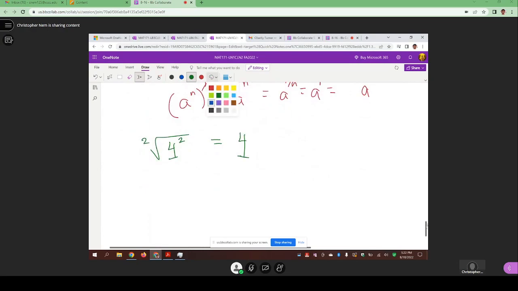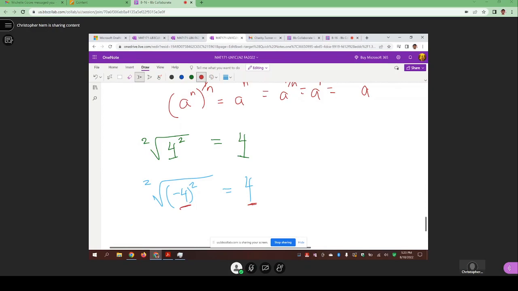Now let's try a different one. Let's do this. I put parentheses because I want to do the negatives first, and then I want to square it. Negative 4 squared. Well, negative 4 times negative 4, a negative times a negative is a positive, so that's 16. But we just showed the square root of 16 is 4, so this has to be 4. Wait a minute. This does not match up with this, does it? It looks like we always get a positive answer.